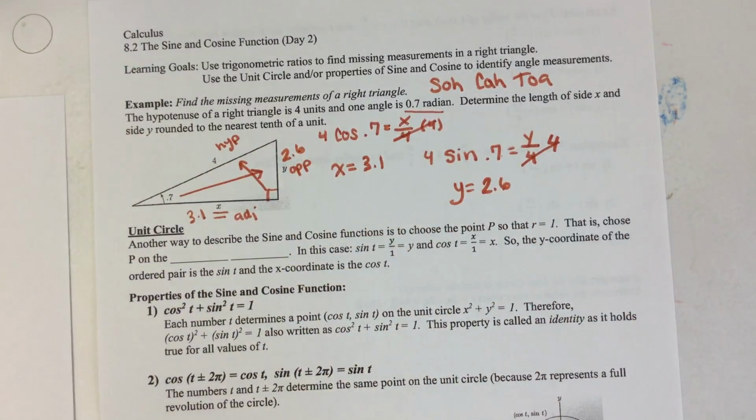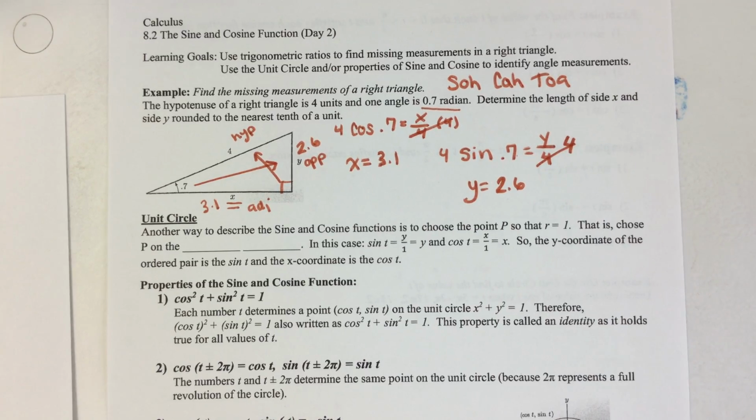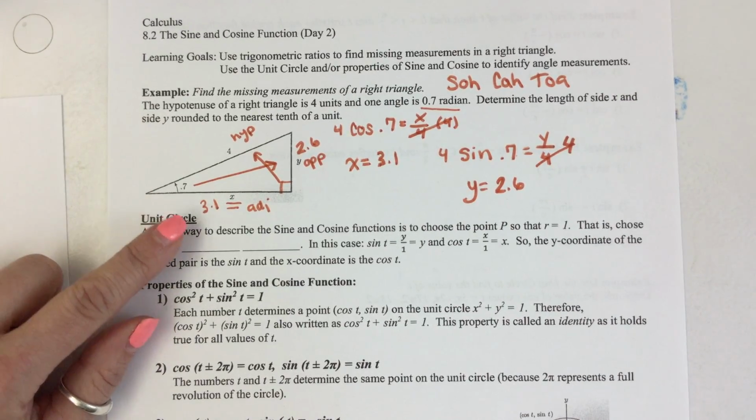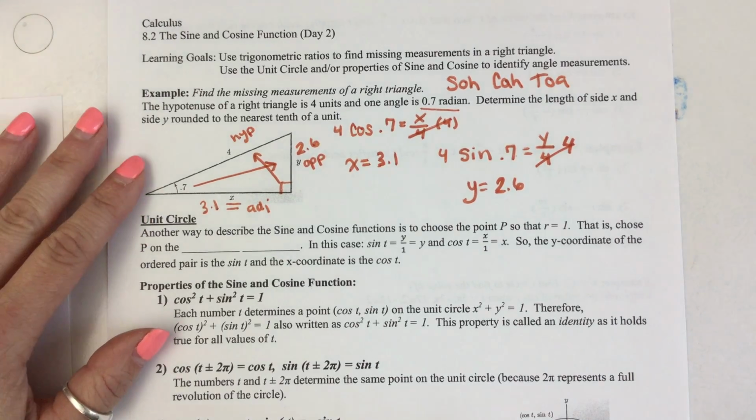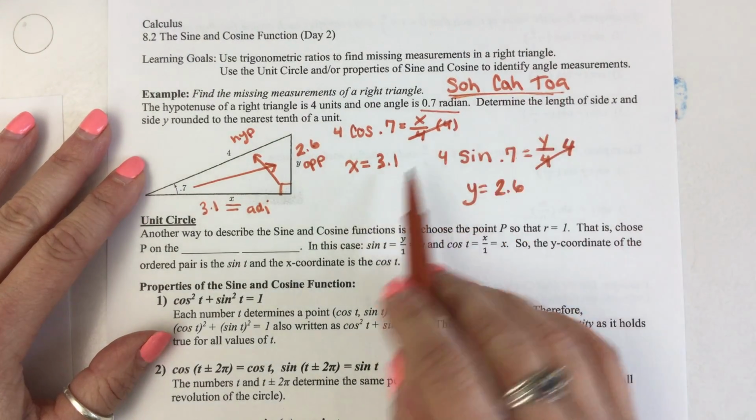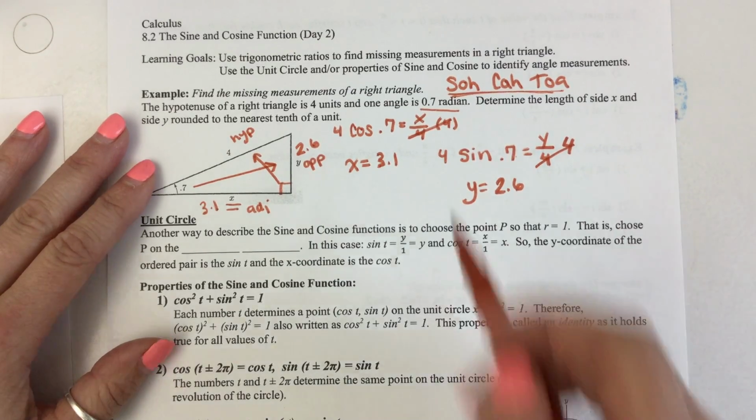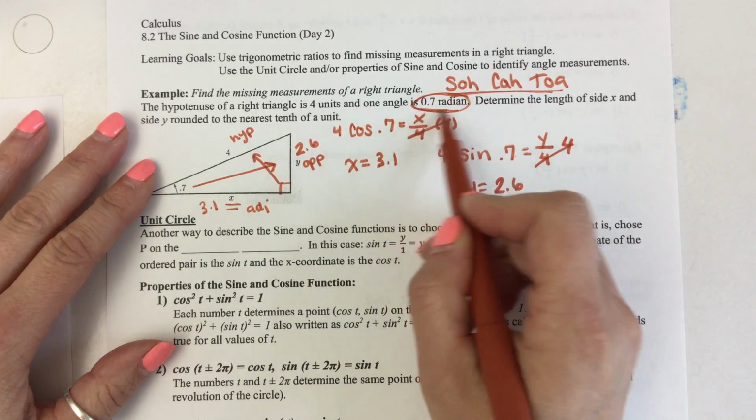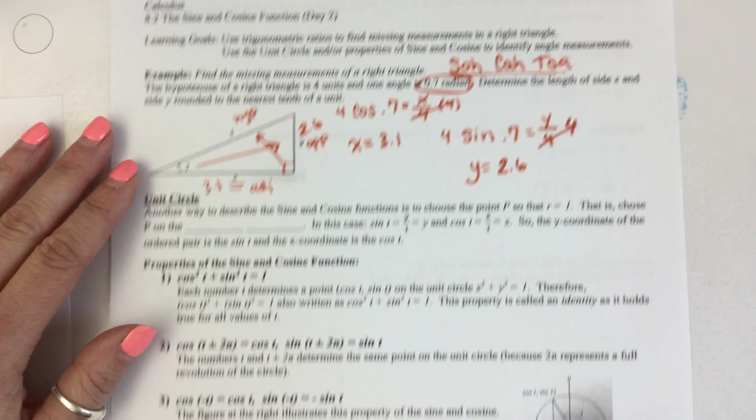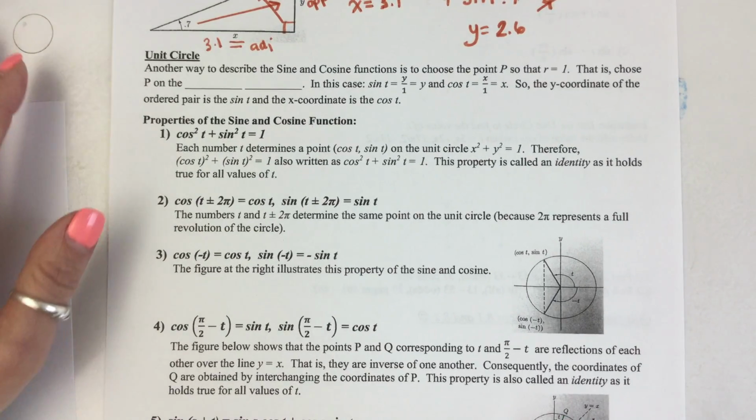So that is the first goal of this part of 8.2. You will be given a triangle. They'll give you information. Using SOHCAHTOA, you will be able to set up equations to find missing values. The main thing is, if you see radians, your calculator must be in radian mode. Okay, now we're going to the unit circle.